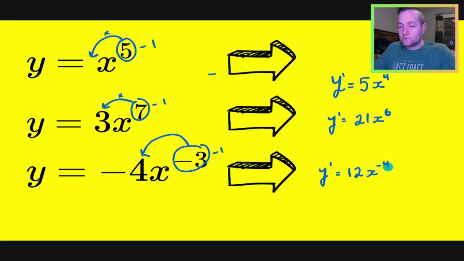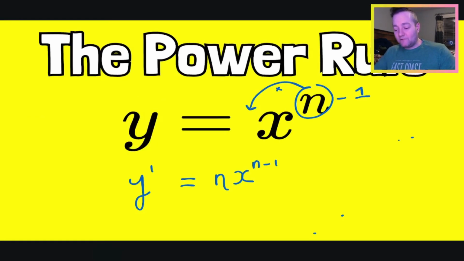Now, I tell my students one of my rules is no negative exponents left in any of our derivatives. So we go ahead and rewrite this as 12 divided by x to the 4th. Because the x has a negative exponent, we drop the power to the denominator and make the exponent positive. So the power rule has a lot of applications.